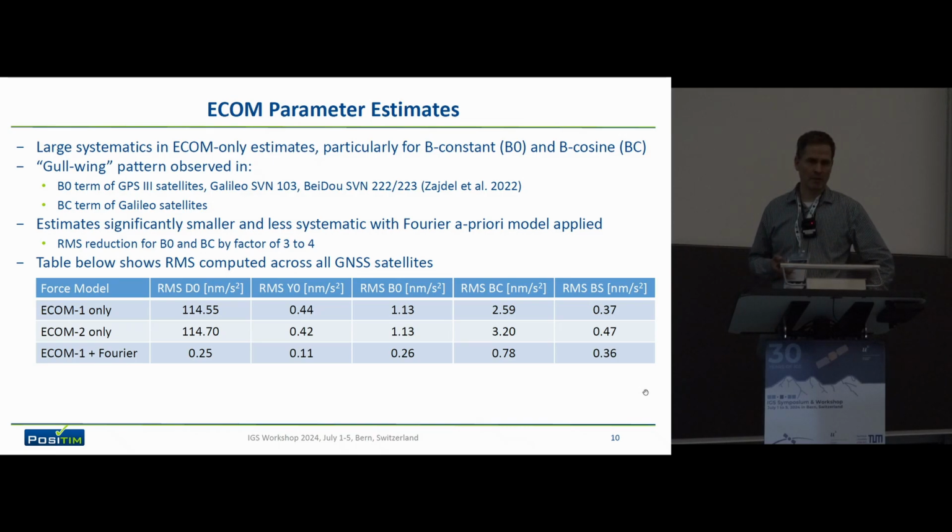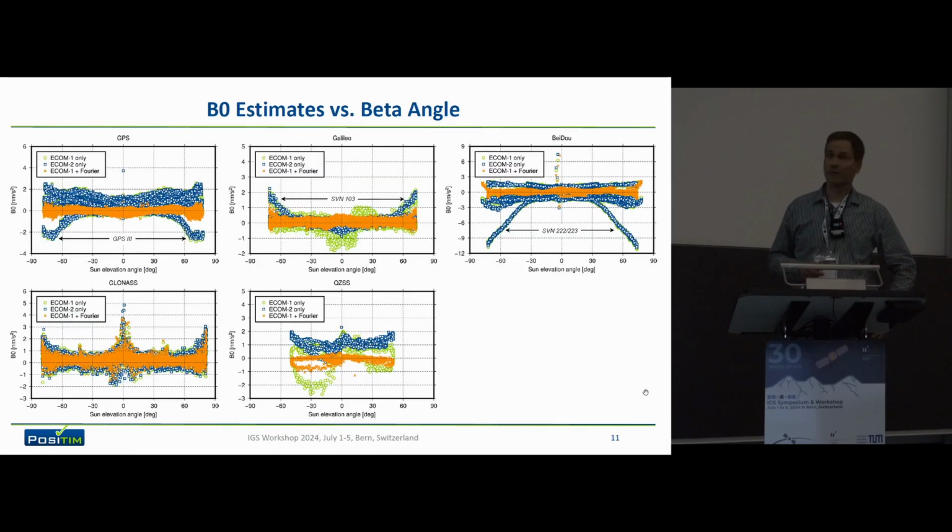We have here the B0 estimate as a function of beta angle for the 5 different systems. What I said at the beginning, you have this pattern, this signature, also for Block 3. Kind of a gull-wing pattern. Most striking, certainly for Baidu. There are 2 Baidu satellites that are doing weird things here. They have also a very strong signature if you don't apply anything a priori, whereas with the a priori model applied, you get these orange, pretty flat estimates.